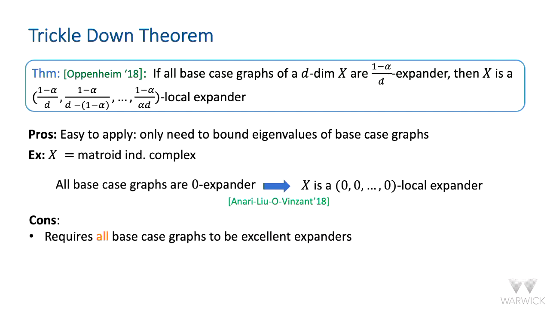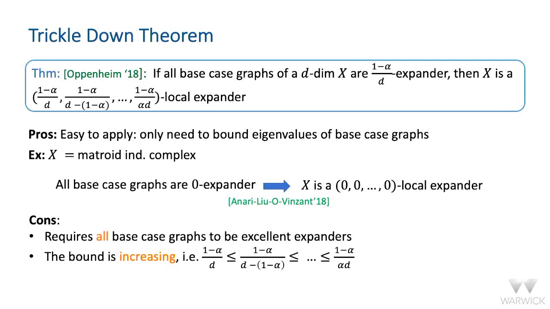Now, what is the downside? There are two downsides. One is that you need all base case graphs to be good expanders. Even if a single one of them is bad, you're doomed. You cannot use the theorem. The second downside is that the eigenvalues go up. So the bounds go up. Even if you have (1 minus alpha) over d for gamma 1, as you go to gamma d, they keep going up.